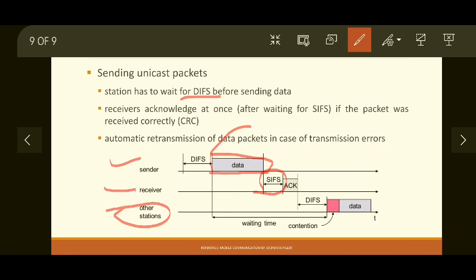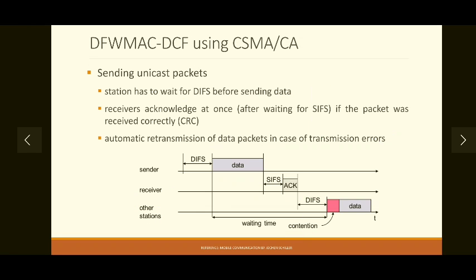Why SIFS? Because the receiver has to send an acknowledgement. Acknowledgement is a control packet, and for control packets the waiting period is only SIFS amount of time. Okay, once the acknowledgement is sent, communication between sender and receiver is over, so the medium becomes free again. Other stations will again wait for DIFS amount of time, the contention period will begin, and the procedure will follow. Okay, so that is how packets are sent using the first scheme.